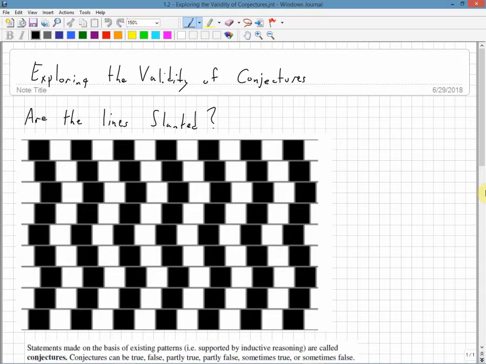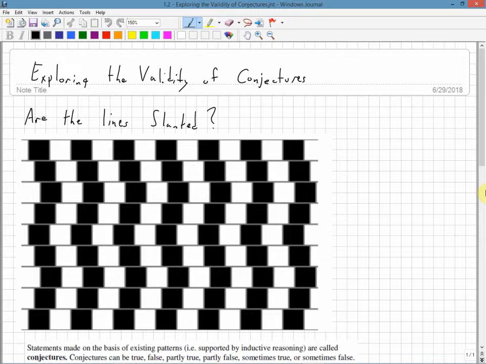The second part of chapter 1 is exploring the validity of conjectures. So for instance, if we look at this diagram below, we might make the conjecture that all the lines are slanted. But are all the lines slanted? We should check to make sure that we can see the validity of the conjecture.